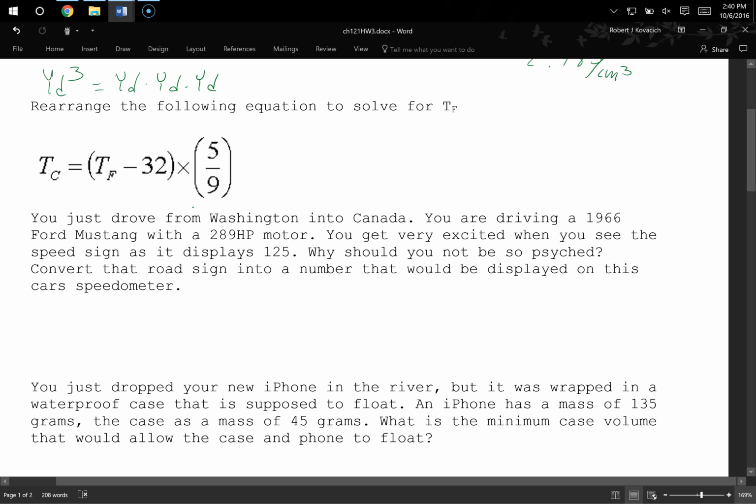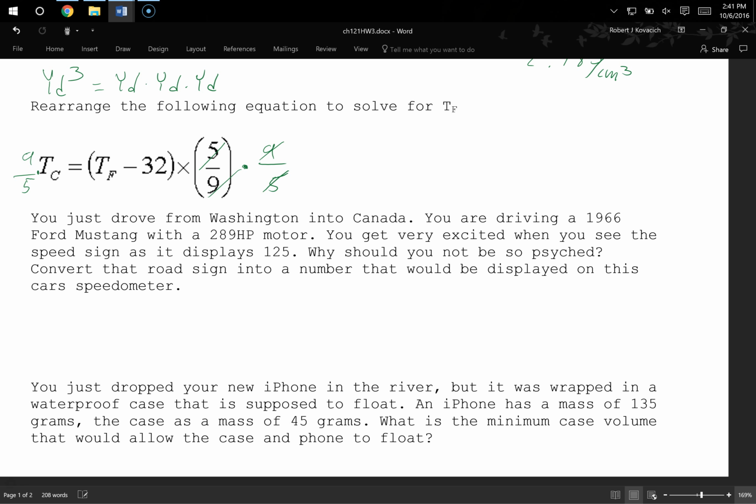All right, so I need to do a little bit of algebra with this one. I need to get that temperature Fahrenheit out of there. So what do you want to do first? Get rid of the fraction. Okay, so if I take this fraction and multiply it by 9/5, the 9 cancels, the 5 cancels. We got to do the same thing on the other side. So I got a 9 and a divided by 5.